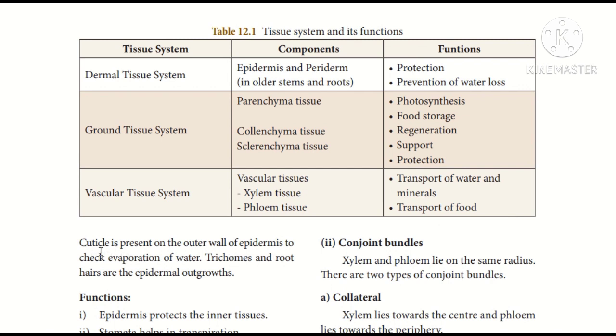And the second important thing you have to know is about a cuticle. And what is a cuticle? A cuticle is a waxy substance or a waxy coating present above the epidermis. The cuticle is present on the outer wall of the epidermis, and the main important function of the cuticle is to prevent water loss in a plant, that is the evaporation process and the transpiration process. That is the main important function of the cuticle.